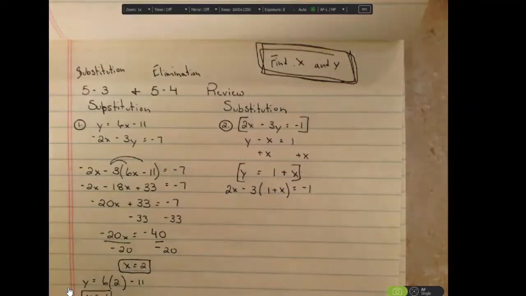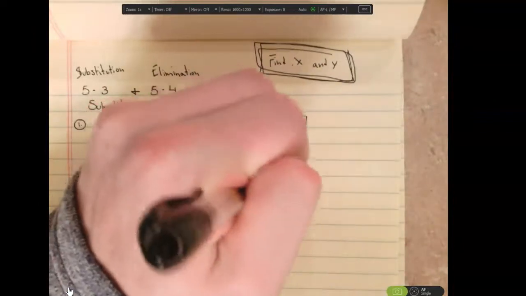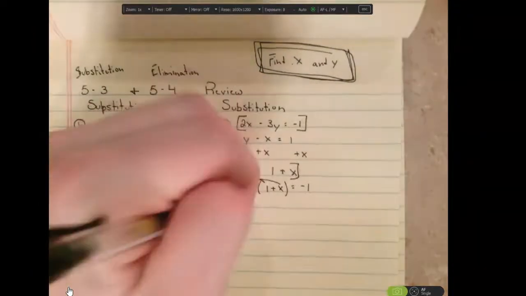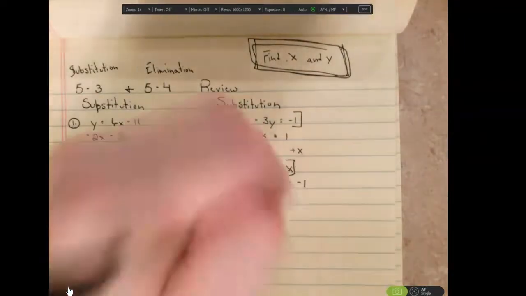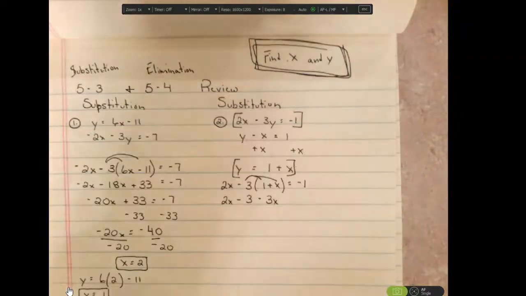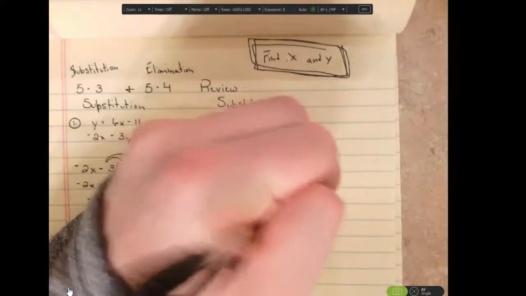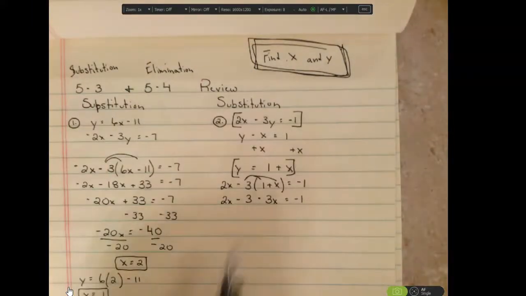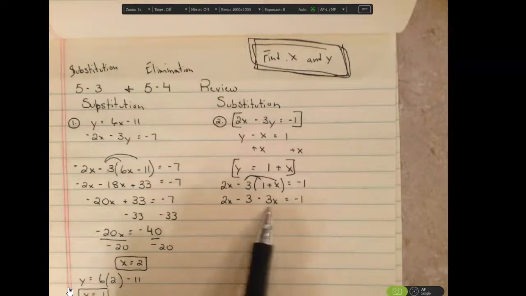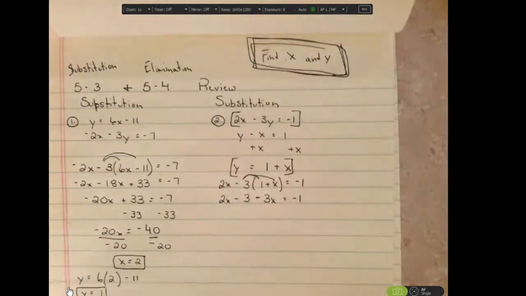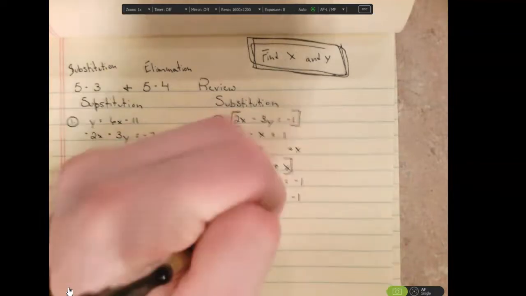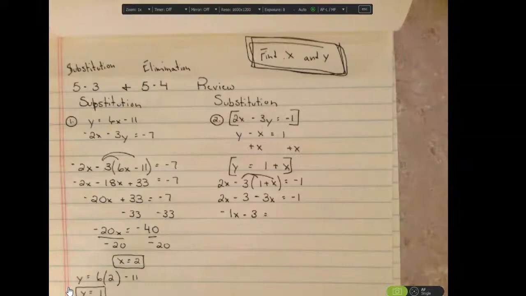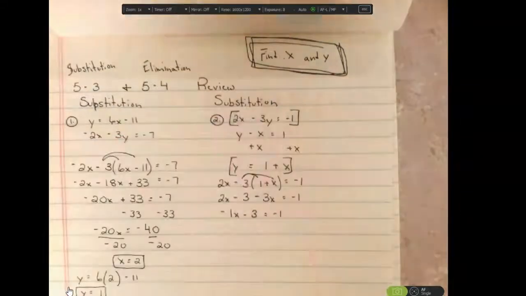Let's go through and let's distribute here. Let's begin to get x by itself. So I distribute, I'm going to get 2x minus 3 minus 3x. And that's equal to negative 1. We combine like terms, 2x, 3x. So I'm doing 2 minus 3. When I take 2 minus 3, I get negative 1x. Now I'm going to continue writing everything else. So negative 1x minus 3 equals negative 1.